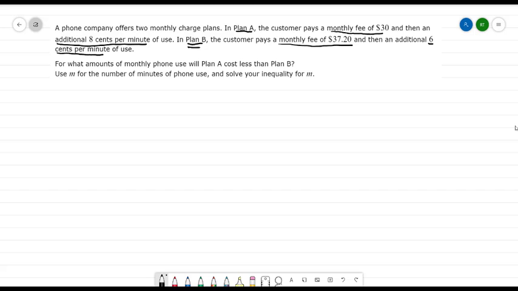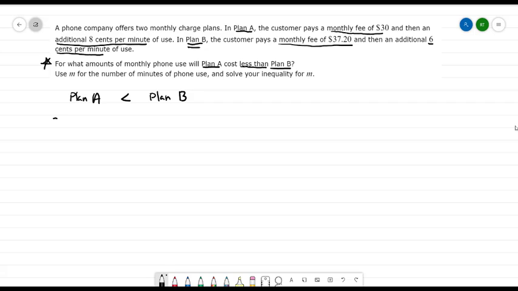Alright, next part. For what amounts of monthly phone use will Plan A cost less than Plan B? So this right here will help me set it up. So the question is, when will Plan A cost less than Plan B? So when is Plan A going to be less than Plan B? And now we're going to translate the cost for Plan A and the cost for Plan B. Plan A, it says it's a monthly fee of $30.